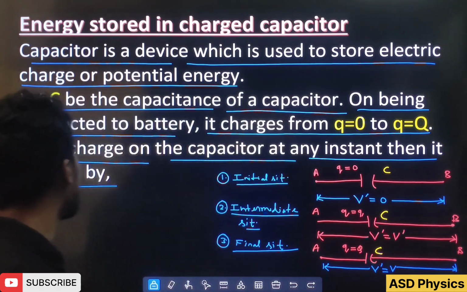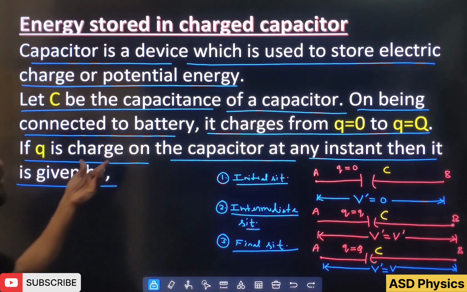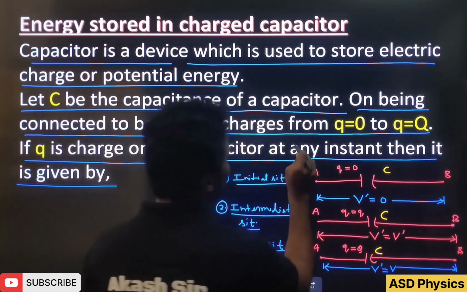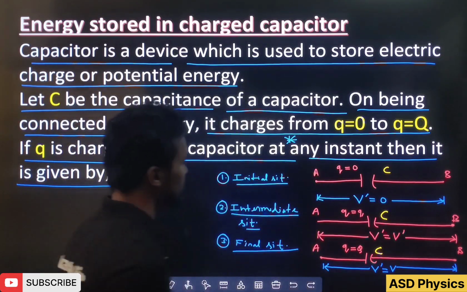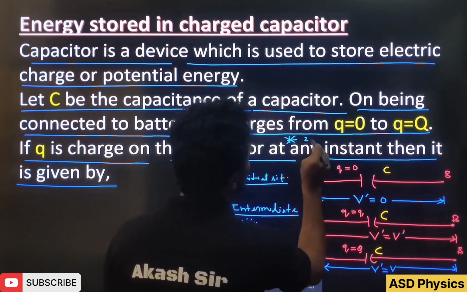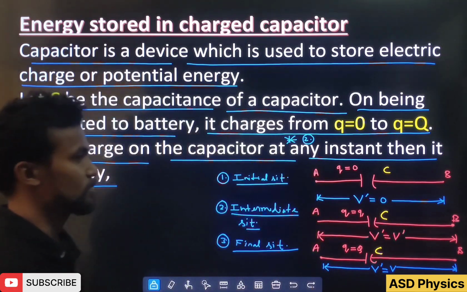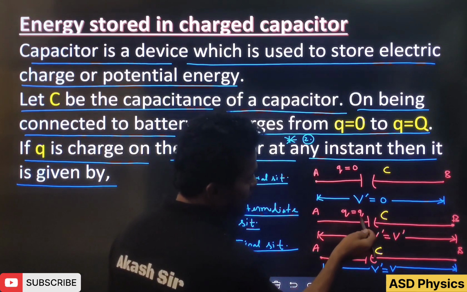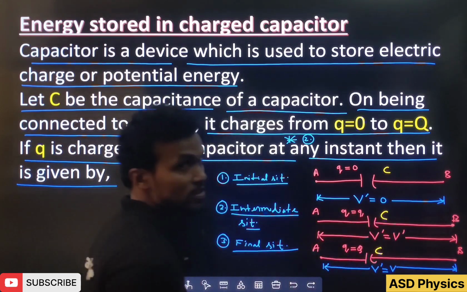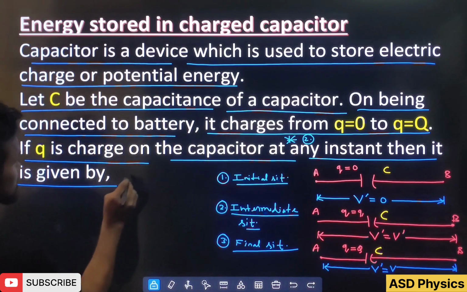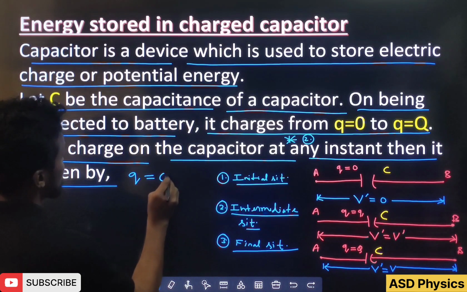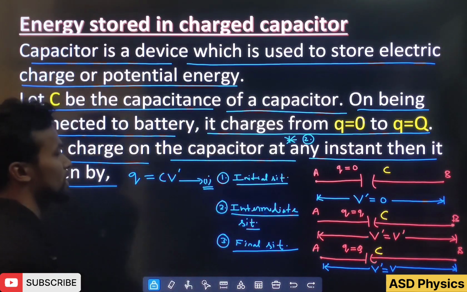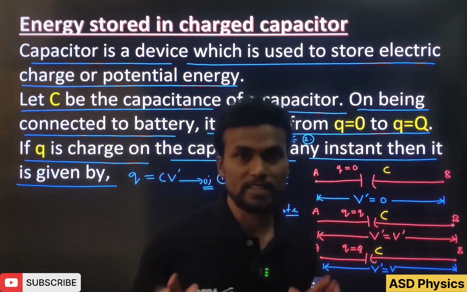Okay students, as I have told you very well, if Q is the charge on the capacitor at any instant, then it is given by... At any instant means which situation? At any instant means, students, the intermediate situation. So you know very well Q equal to CV. See here, charge Q, capacitance C, and potential V dash. It is given by Q equal to CV dash, and I have made it equation 1, in the intermediate situation.